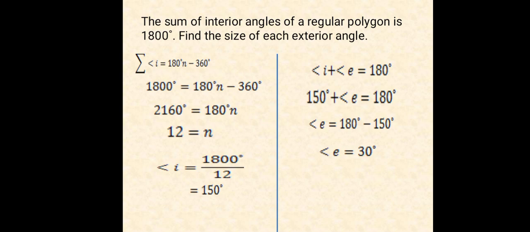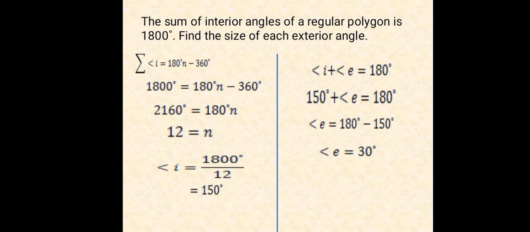The sum of interior angles of a regular polygon is 1800 degrees. Find the size of each exterior angle. Now the sum of interior angles of any polygon is 180 degrees n minus 360. Having been given the sum, we equate 1800 degrees to the formula, 1800 degrees equals 180 degrees n minus 360, and then we solve for n. We get that n is 12.